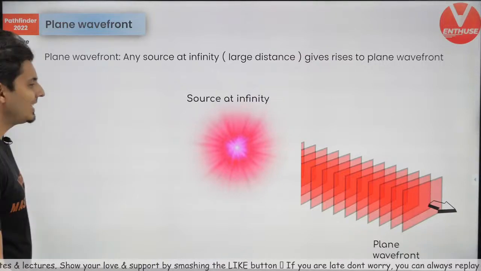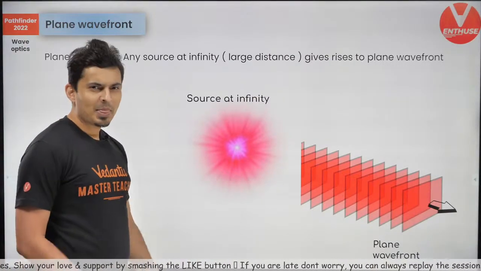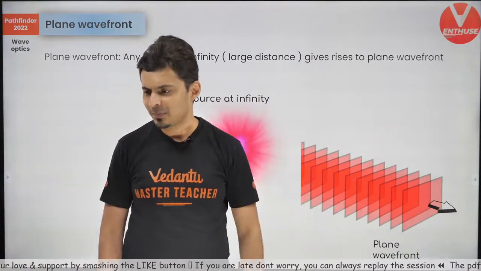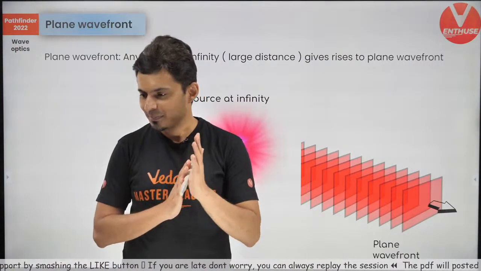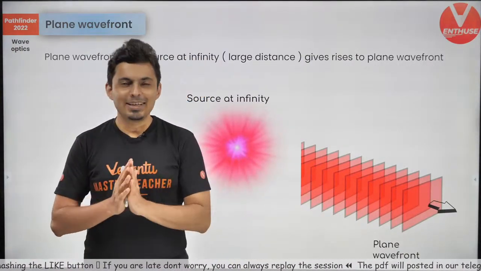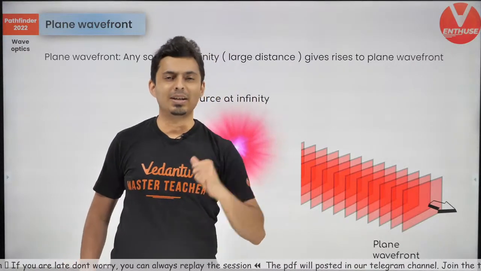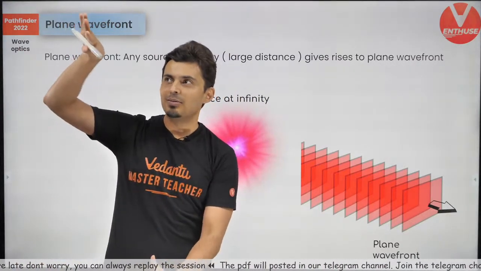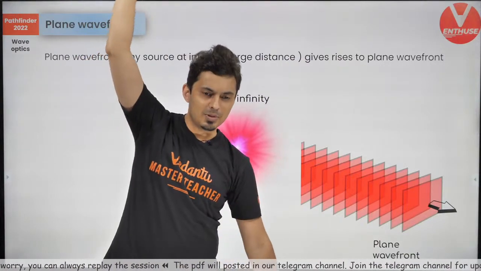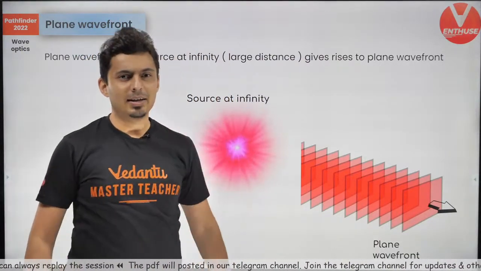The last one is planar source. If you're very far, then those curved wavefronts will almost become flat. Think about it. A curved wavefront, as it expands, becomes almost like flat.